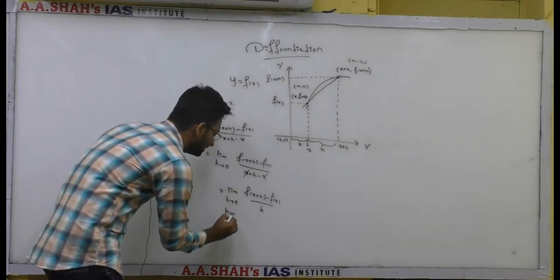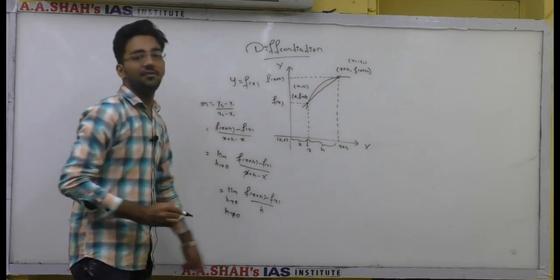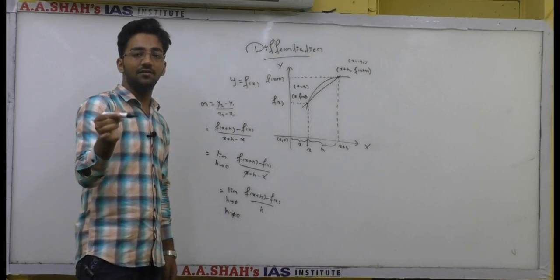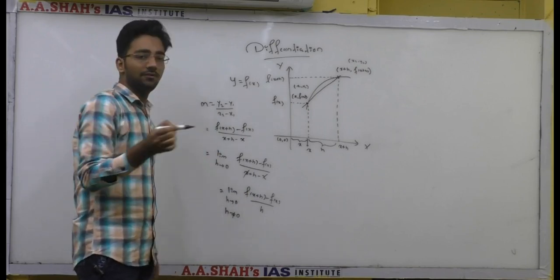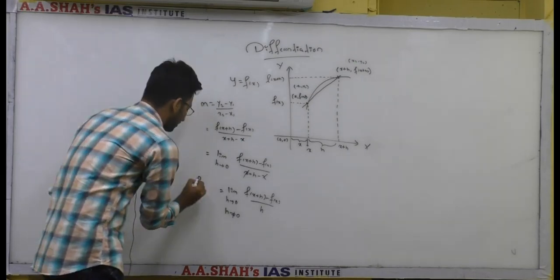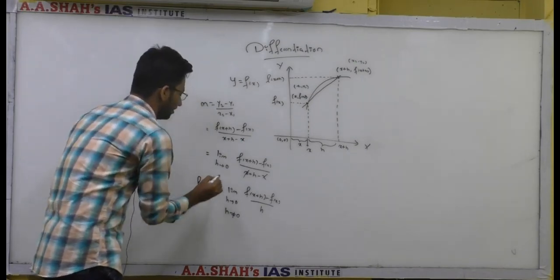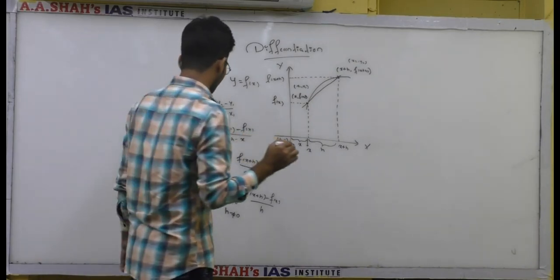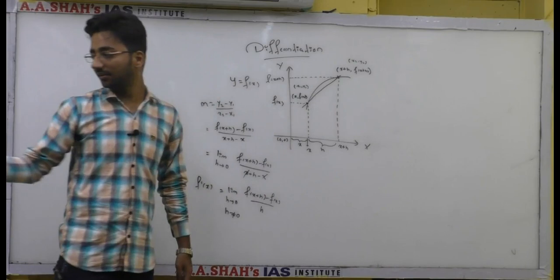Why is h not equal to 0? If h were 0, then anything upon 0 gives you infinity and things will not be defined. Therefore we write h is not equal to 0, and this is your derivative of f(x). It means the derivative is nothing but the slope of a tangent line. Now we'll do one example based on this.